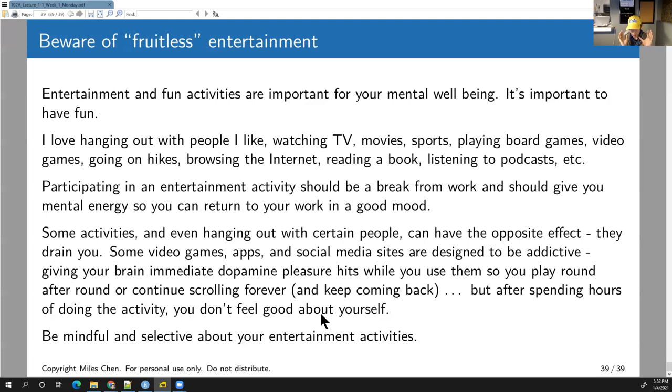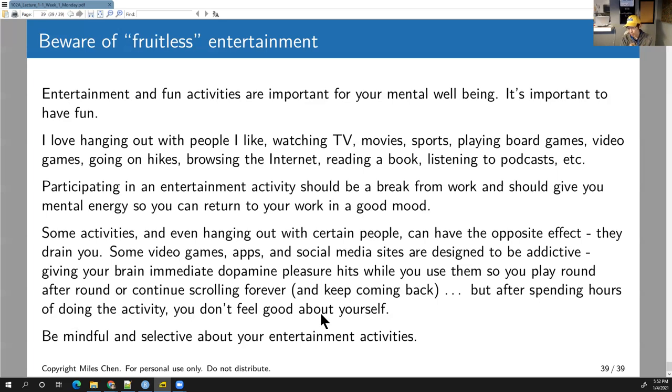And these entertainment activities, they should be a break from work. They should give you mental energy so that you can return to work, do your homework and stuff in a good mood. Okay. But there are some activities and even hanging out with certain people that can have the opposite effect, right? That they drain you of your energy after you do these so-called entertainment activities, right?